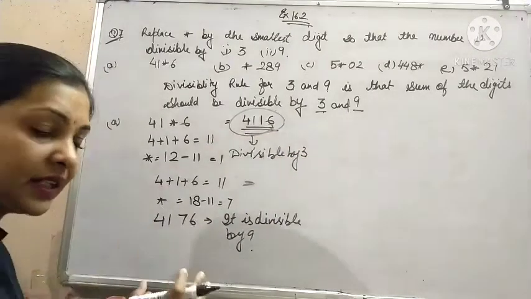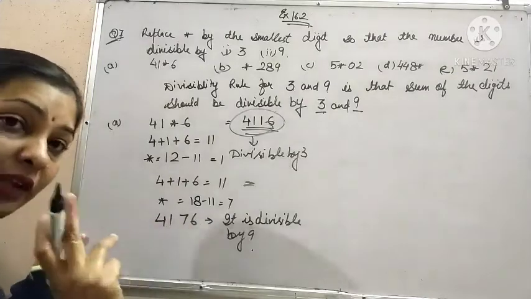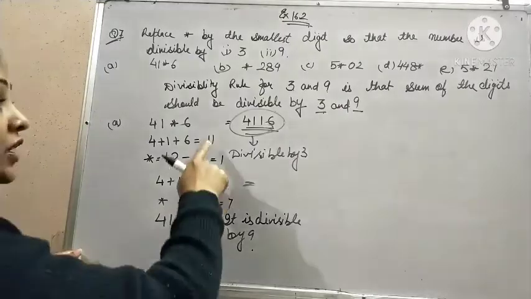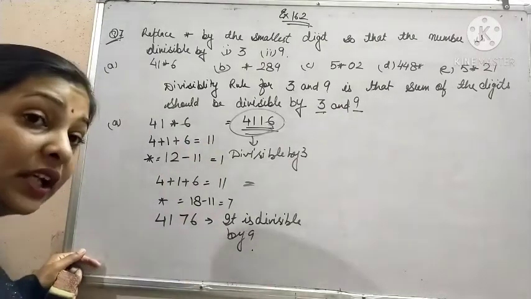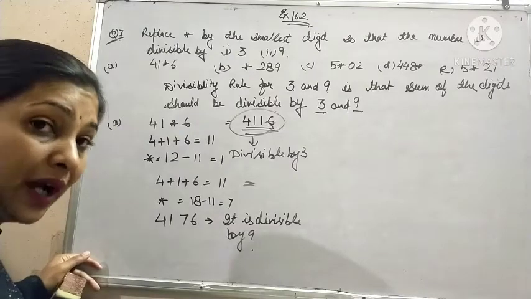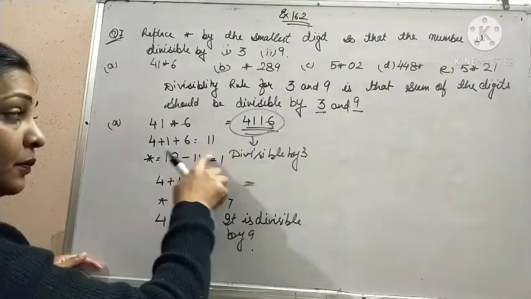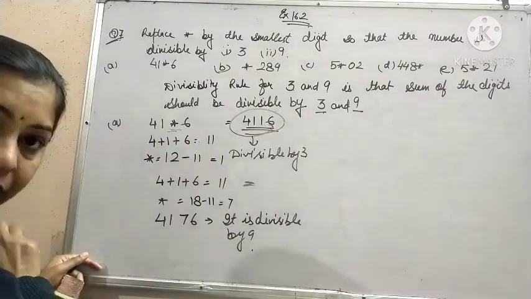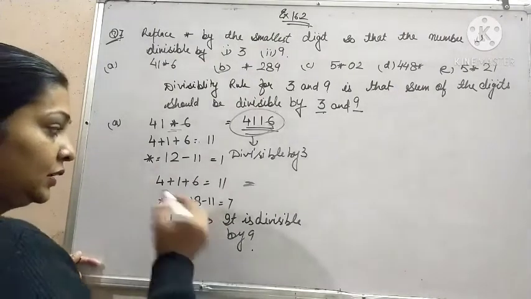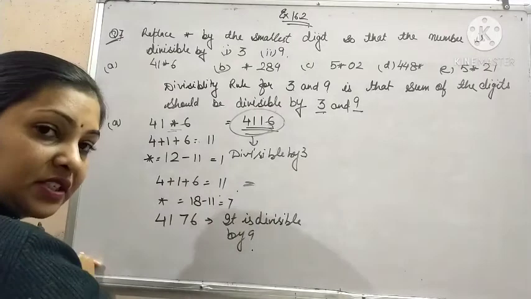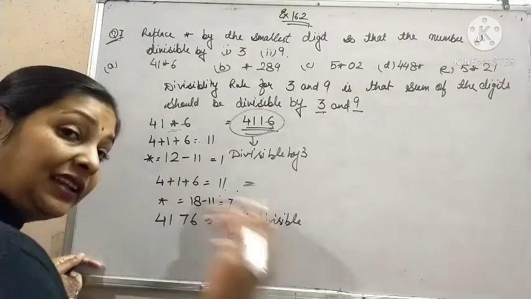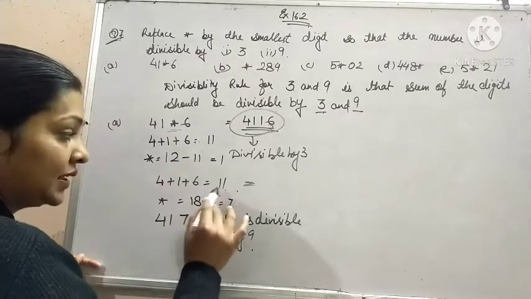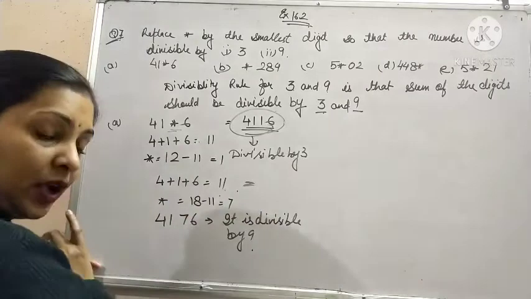So the procedure is the same. You have to find the sum of the given digits. After that you have to check whether it is divisible by 3 or not. If it is not divisible by 3, you have to find the next number which is divisible by 3 and subtract that sum from that number. You will obtain the value of star. Is that clear? And similarly for 9, find the sum of the digits and check whether it is divisible by 9 or not. If not, find the next number which is divisible by 9, and star will be equal to that number minus the sum of the digits. You will obtain the required number.